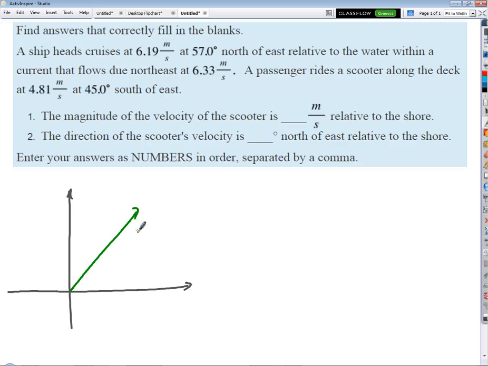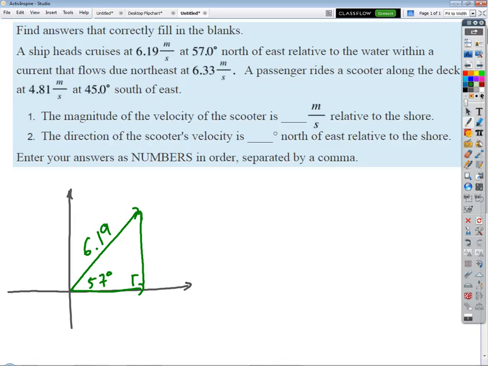Exactly. If it's north of east, that means it's starting at east and swinging to the north. And if it's east of north, you start at north and swing to the east. So this is 57 degrees, and this is 6.19. I'm going to suppress the units so we don't have to write so much. And we want to break this into components, right? X and Y, at right angles.